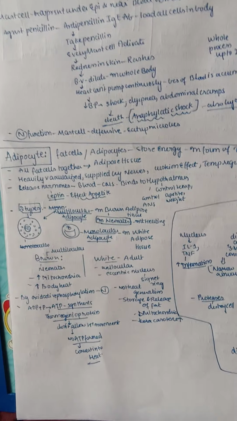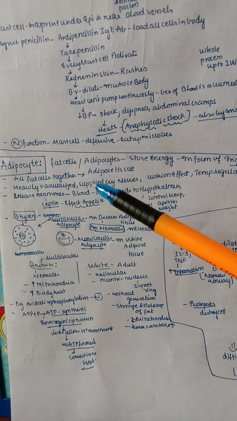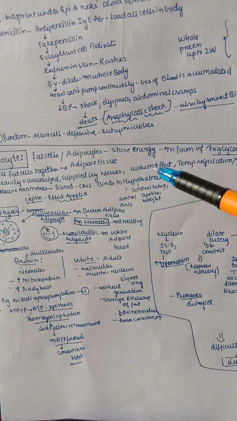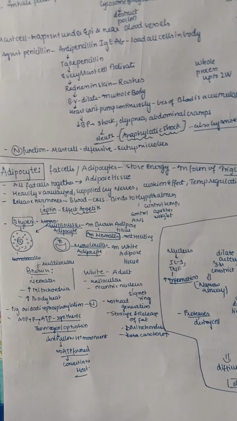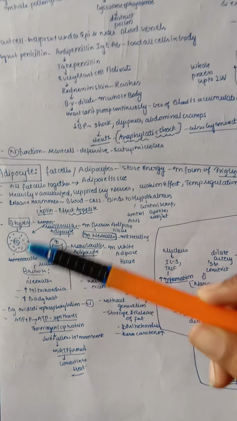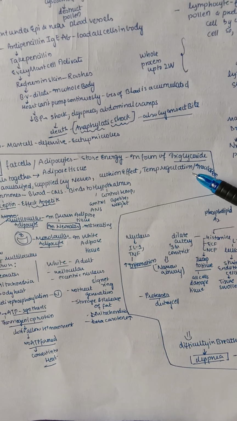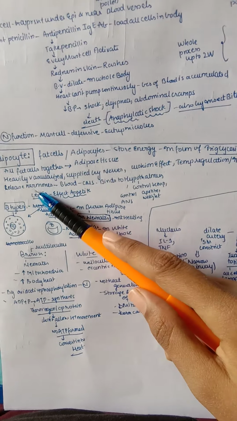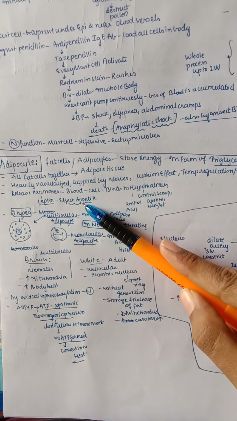So now let us understand about the adipocyte, that is one of the cells present in our connective tissue. Adipocytes, as we know, are fat cells which store fat in the form of energy, in the form of triglyceride, and all fat cells together form the adipose tissue, which is heavily vascular and also supplied by many nerves. They give the cushioning effect, temperature regulation, also known as insulation, and they release a hormone mainly known as leptin which affects our appetite.